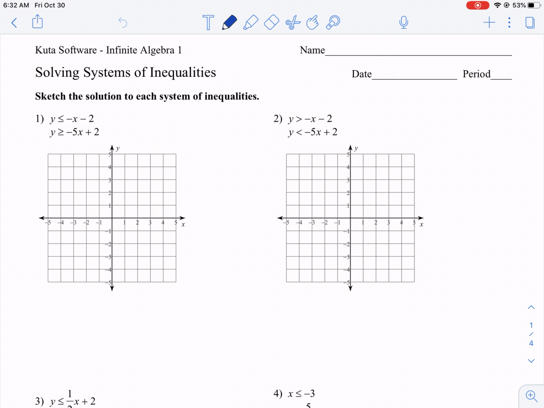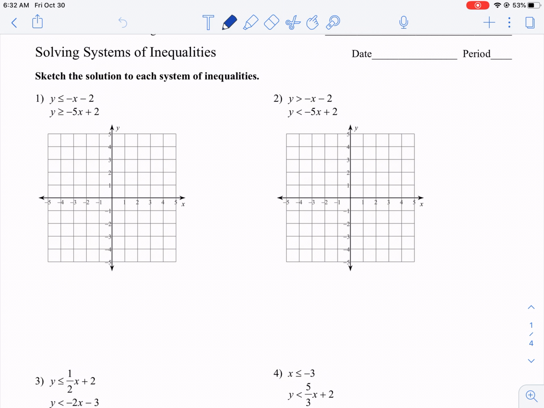Welcome everybody to Solving Systems of Inequalities. This is a Kuta software worksheet tutorial. A lot of your teachers would probably give you this type of assignment as a handout. I'm going to tell you how to do it. This is Mr. West. Let's get started.